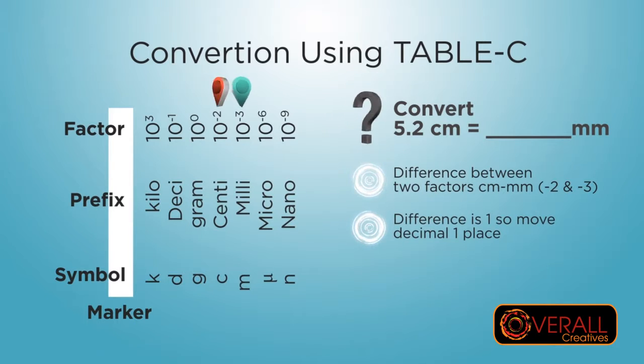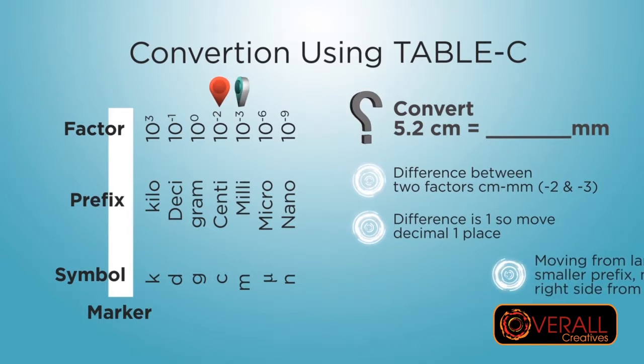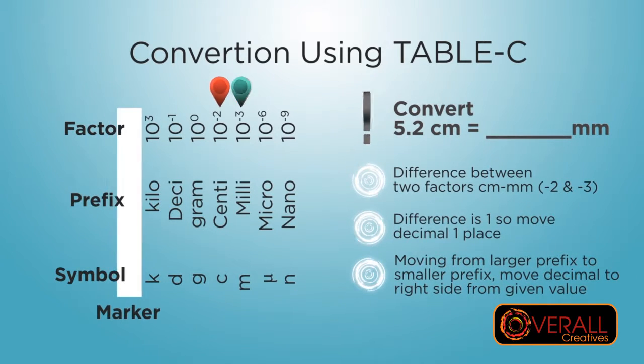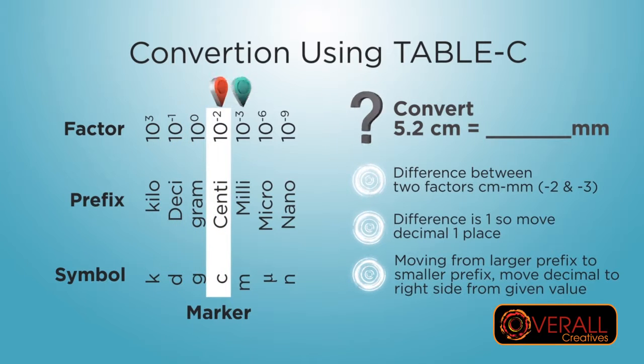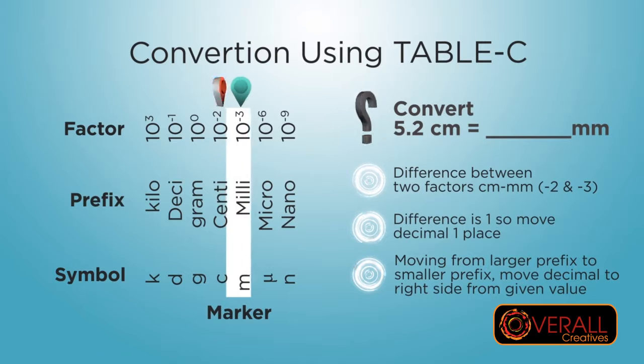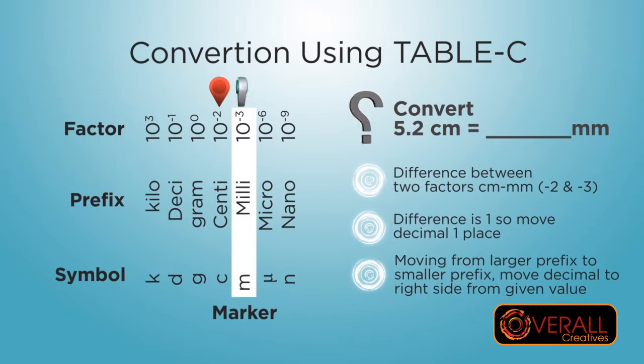So now I need to figure out which way I am moving it. And this is why I had you turn the chart on its side. So we look at where we start. We're starting on centi, right? Centimeter. So centi is going to be right here. And now we're going to millimeter. So I'm going to the right. So that means I'm moving my decimal point to the right. We figured out here one place. So 5.2, one place to the right, equals 52 millimeters.